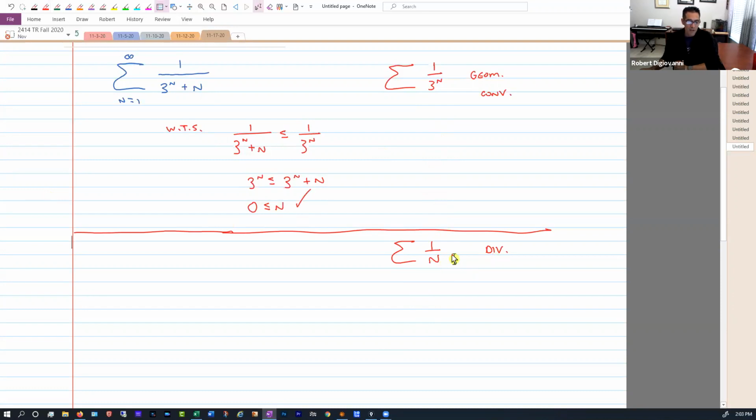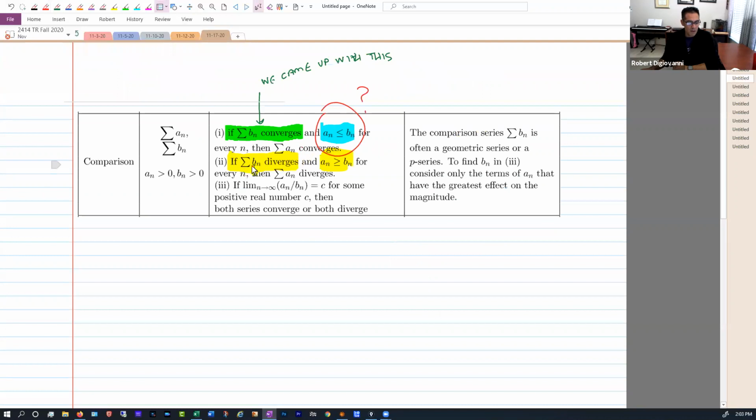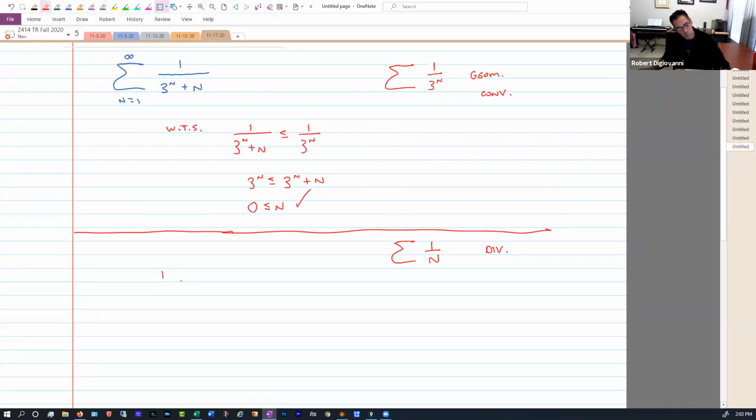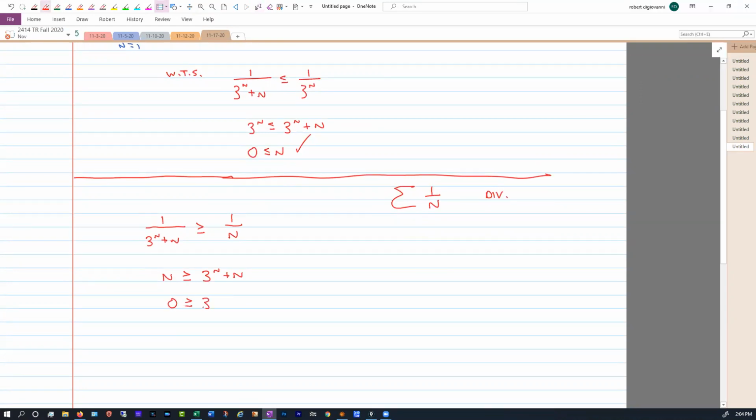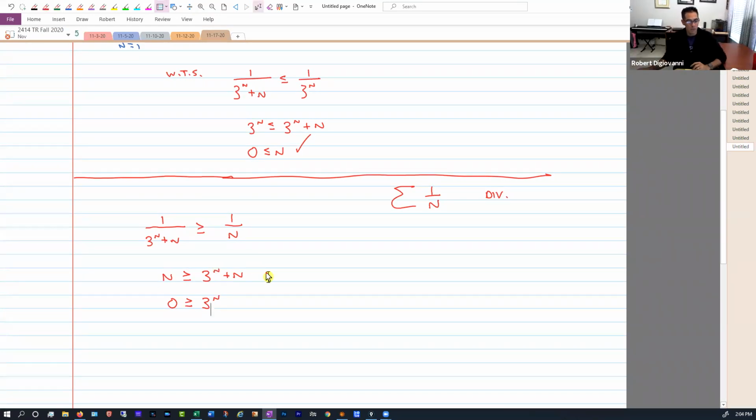Since this is divergent, the steps say that if we're comparing to something that's divergent, we have to show the inequality is true this way. Let's see if we can show that that inequality is true. Is 1/3 to the n plus n bigger than or equal to 1/n? And now cross multiply. Subtract n. Is this true? No, this is not true.